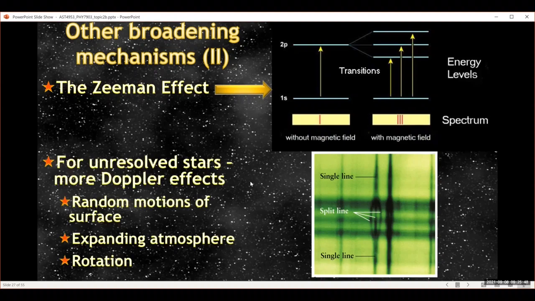There are also some other things that we get for unresolved stars. That is to say, when we're looking out at stars, we can't necessarily see the edges of the star. We just see it as a point of light. Anything that's happening on the surface of the star may give rise to Doppler effects in the emission lines. If it has an expanding atmosphere, that's also going to have an effect on the Doppler effect. And if it's rotating, one side's moving towards you, one side's moving away from you, that could also add to the Doppler effect. So the same sort of effect as we saw for the thermal Doppler effect, but now it's not due to the temperature of the gas, it's due to other motions.